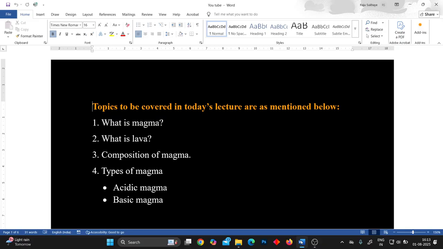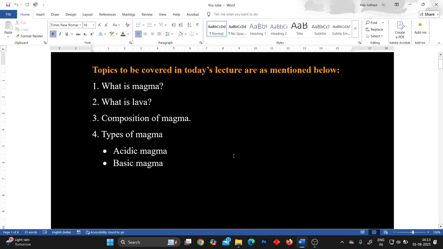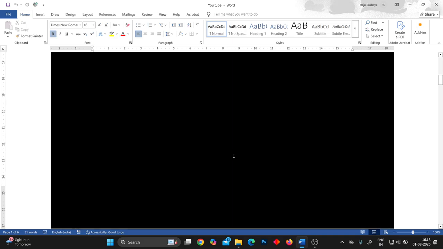But today's lecture, we'll be discussing the following points as mentioned below. That is, what is magma, then what is lava, then the composition of magma and the types of magma. So these will be the points for discussion for today's lecture. Let us begin with this. We'll be seeing what is magma first of all.